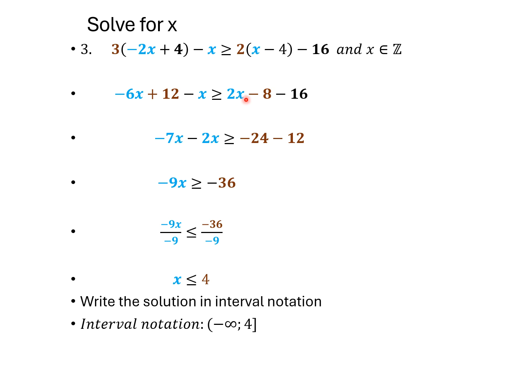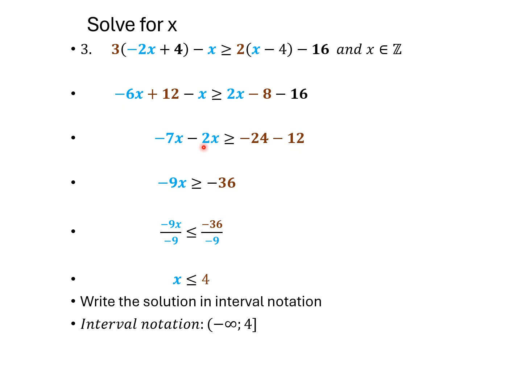Take all my x's to the same side. So if I take 2x across, positive 2x then becomes minus 2x. There I have minus 8 minus the 16, which gives me minus 24. If I take positive 12 across, it becomes negative 12. Right? So always remember, when we take something across the equal or inequality sign, it must change its sign.